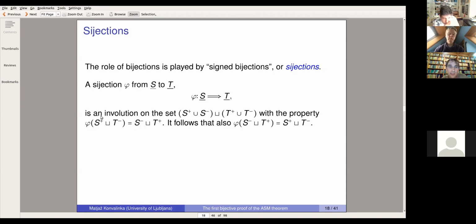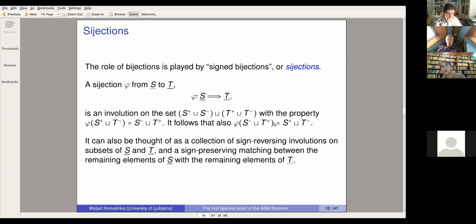What is this saying? It's saying that an element of S plus should either go to S minus, so it's a sign reversing involution within S, or it should go to T plus, so it's a sign preserving map. And vice versa for T minus. This also follows that S minus goes to S plus or T minus and so on. Another way to think of this is as a collection of a sign reversing involution on some subset of S, a sign reversing involution on some subset of T, and a sign preserving matching between the remaining elements of S and T.